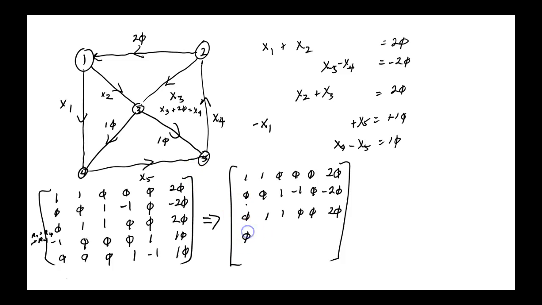0, 1, 0, 0, 1, 30. Not messing with row 5, so write it down. 0, 0, 0, 1 minus 1, 10. Okay.